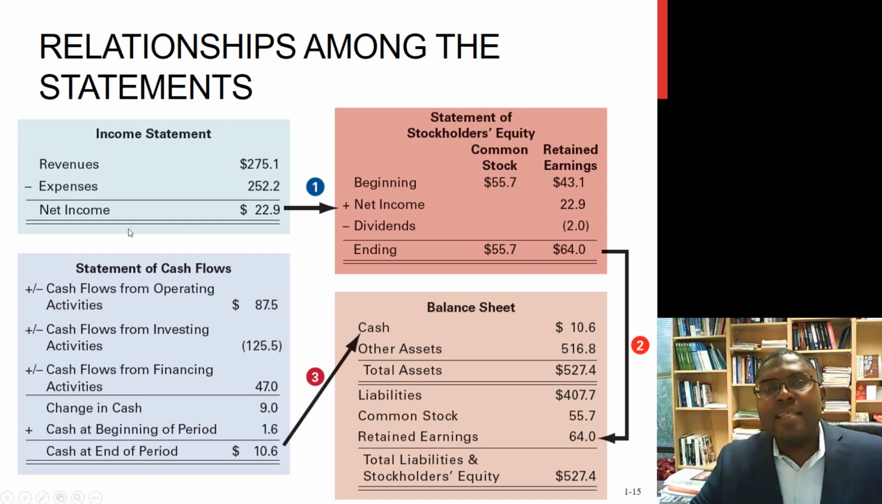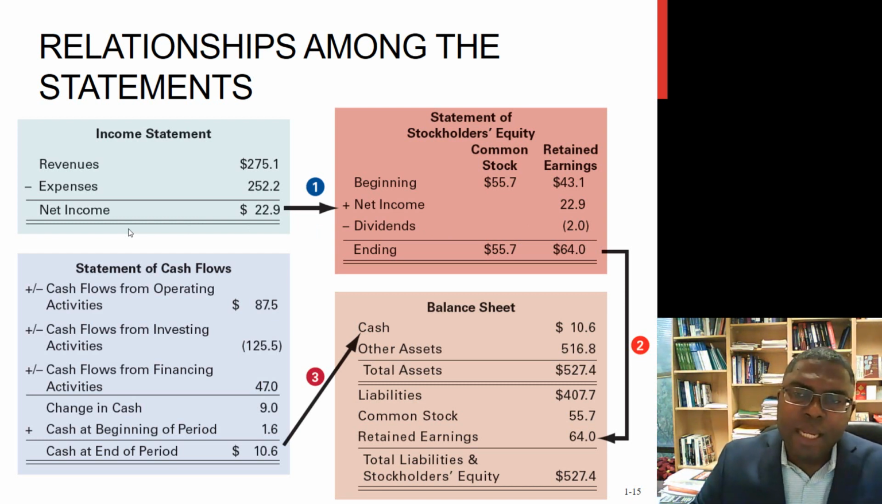But what we see as a relationship between the income statement and the statement of stockholders' equity is that net income moves from the income statement to the statement of stockholders' equity. Also, the balance of retained earnings on the statement of stockholders' equity is also placed on the balance sheet. So on the balance sheet, we have the liability and stockholders' equity side. So the retained earnings amount that we find on the balance sheet comes from the statement of stockholders' equity.